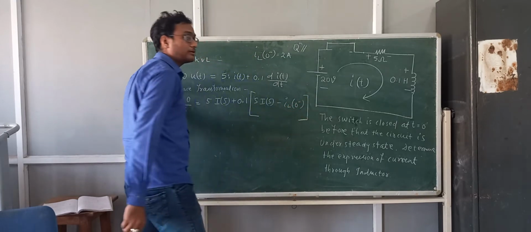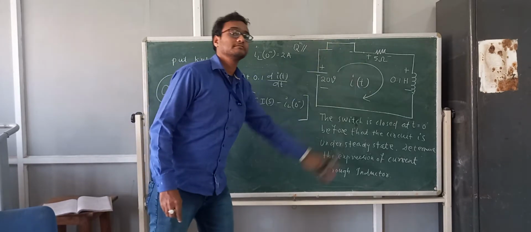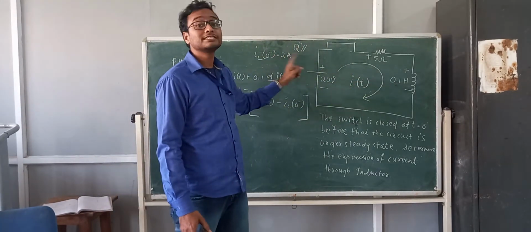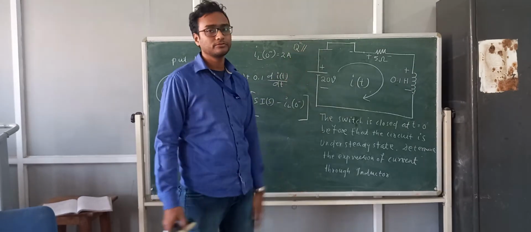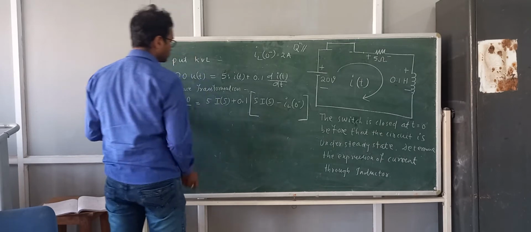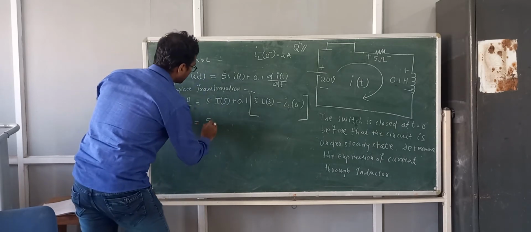This is the initial current flowing through the circuit before switching. Before switching, this inductor attains steady state. What is the current flowing through this inductor before switching? 2 ampere. Yes, 2 ampere. Okay, so put 2 here. So what is the equation you will get?